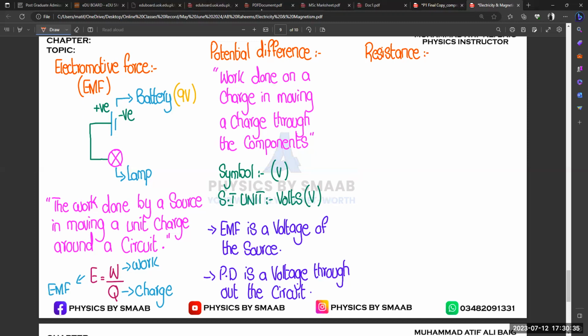When charges move through the conductor, the conductor is also matter, right? It also contains atoms. So when charges move in a specific direction, basically the atoms try to resist their path, just like the friction in our daily life. Any confusion in that?